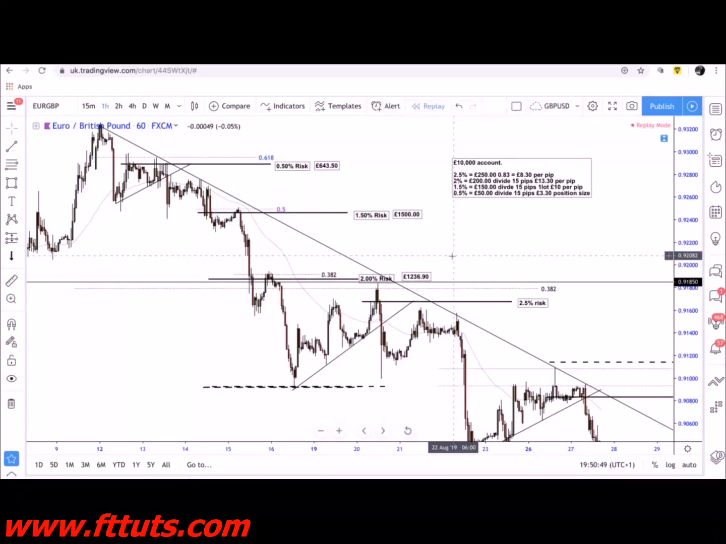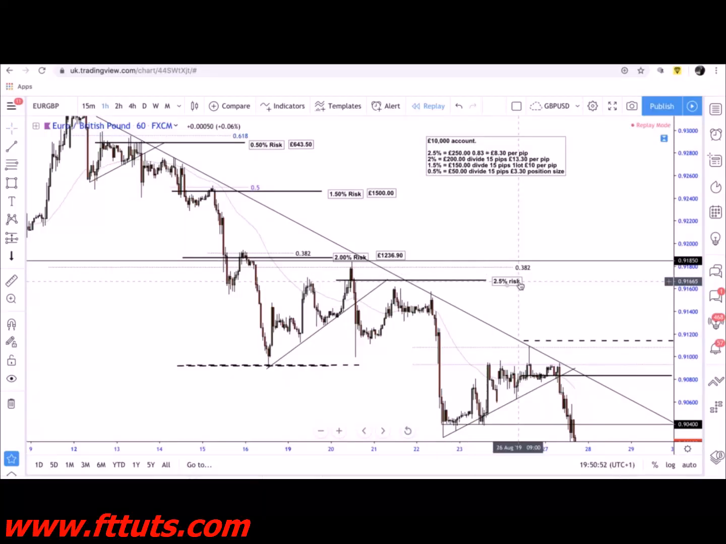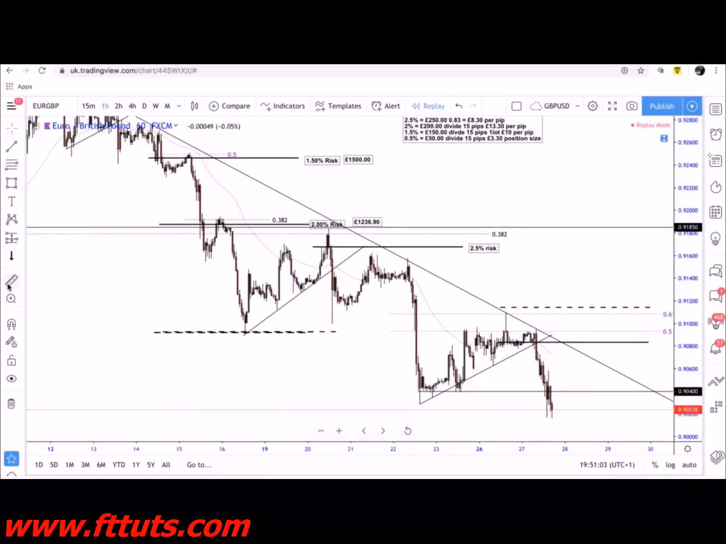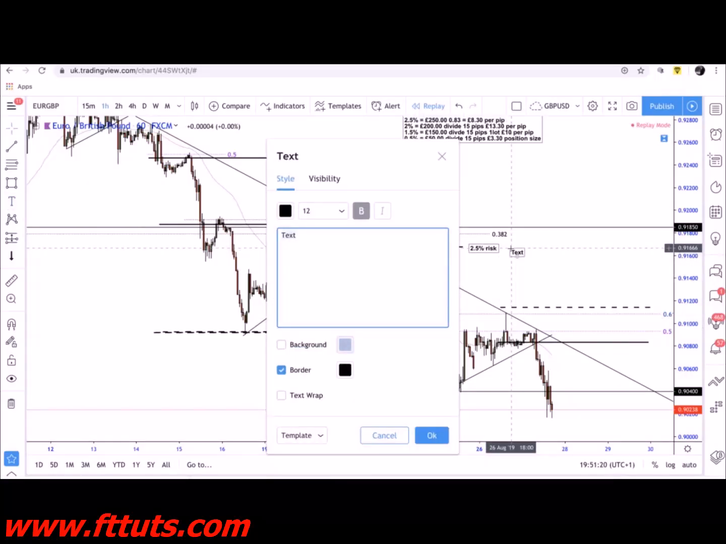And then on this position here, we're risking 2.5%. That is £8.30 per pip, because we had to do a bigger stop on this one, so we had to reduce our position size. From this point down to here would have been 75 pips. So 75 pips times £8.30 is £622.50. So this position would have been £622.50.